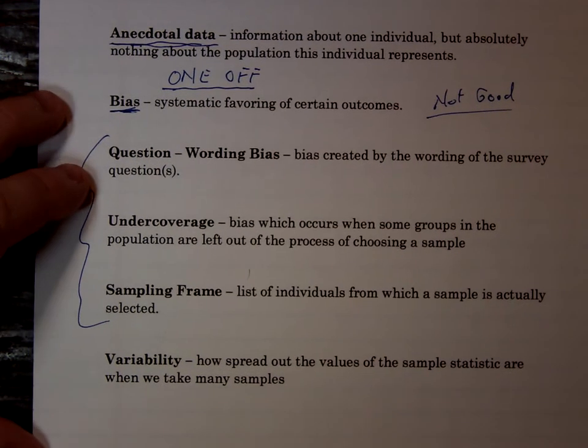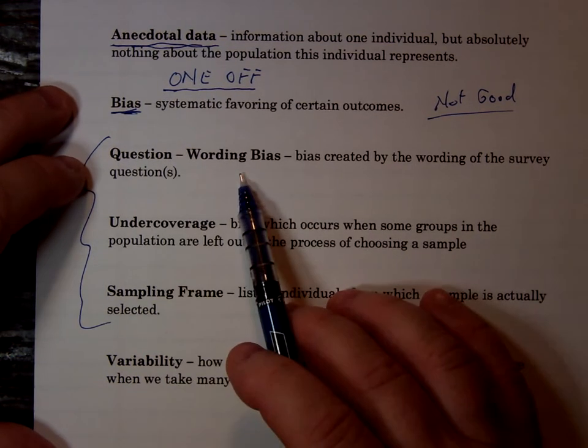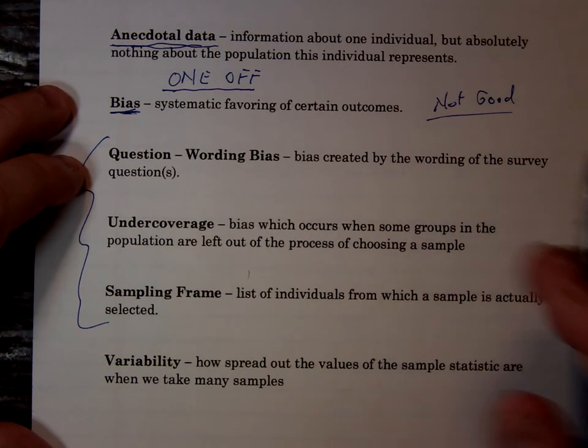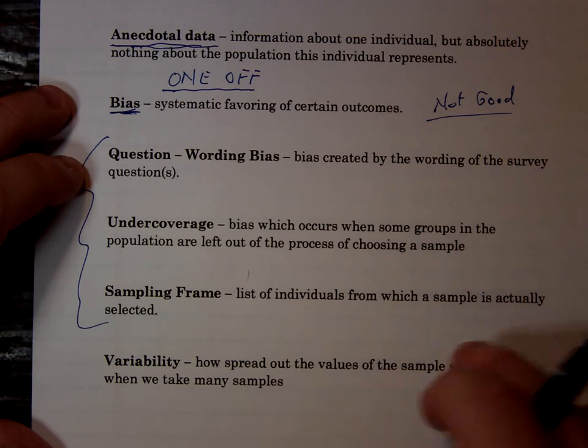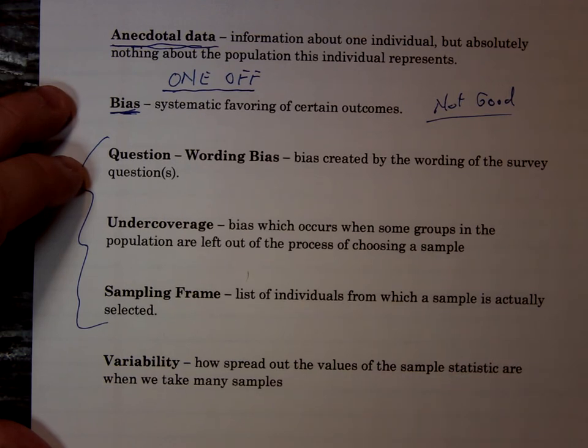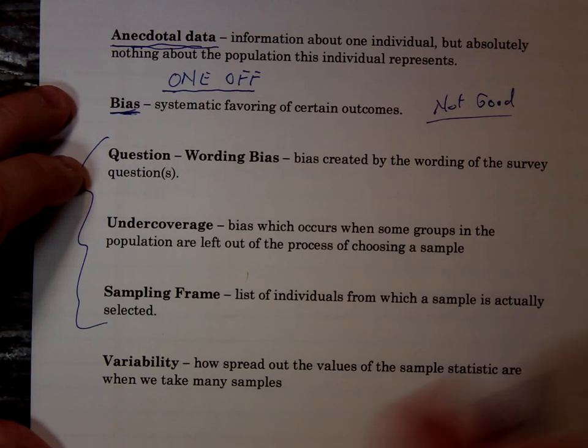And there's a lot of different ways that bias can happen. Questioning or wording bias, which is bias created by the wording of a survey. I don't know an exact example, but if the wording of a survey makes people feel guilty for saying yes, or feel guilty for saying no to the survey, or if the wording makes them question what their answer should be, that's bias, and that should not be in there. Questions should be just straightforward and let people make up their own minds.